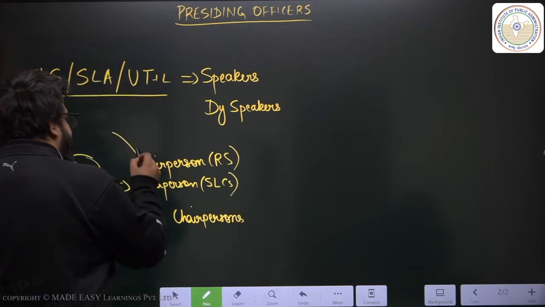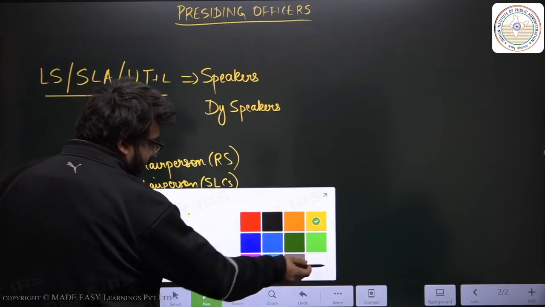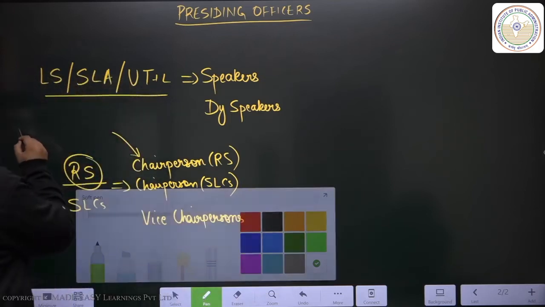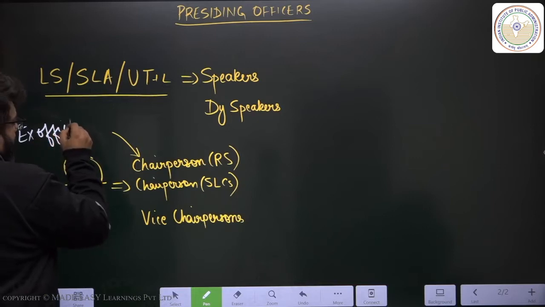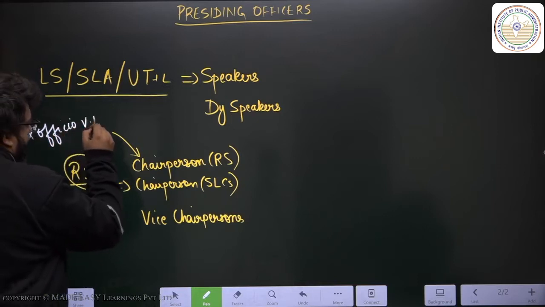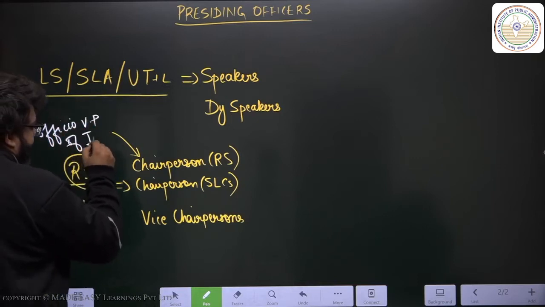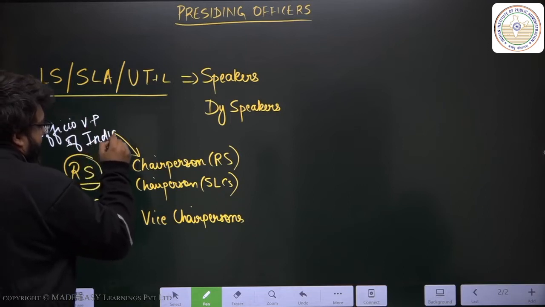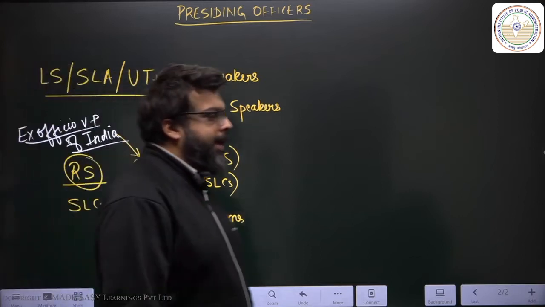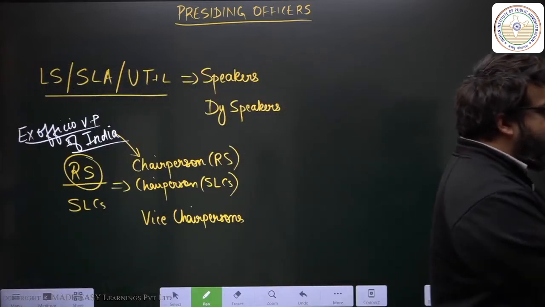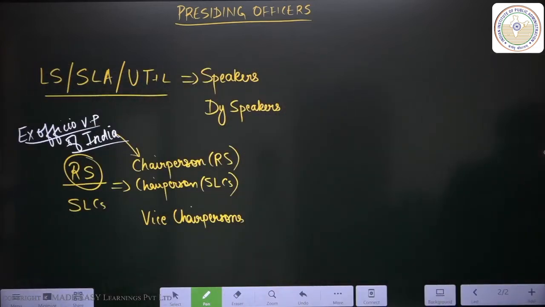The chairperson Rajya Sabha is the ex officio Vice President of India.